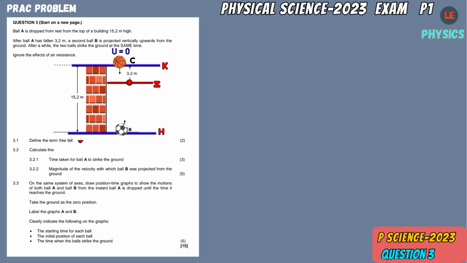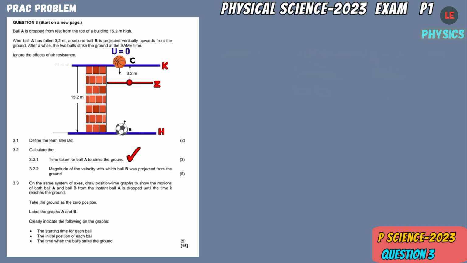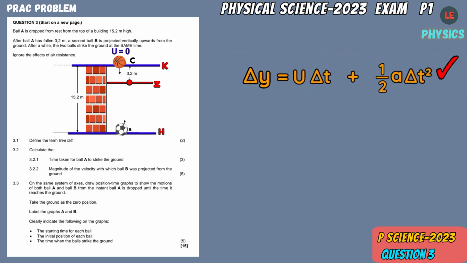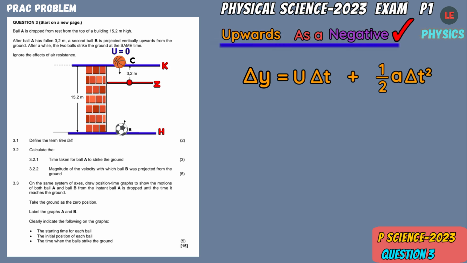The first instruction is to define free fall. Free fall is the motion that is under influence of gravity, weight, or gravitational force. In the following question, we have to calculate the time ball C takes to hit the ground. We're going to use this equation of motion, whereby we are using downwards components as it is moving downwards. But you can use upwards ones as long as you put the correct signs.